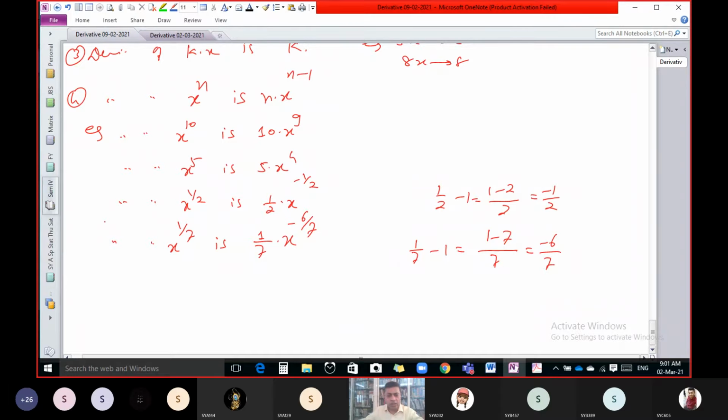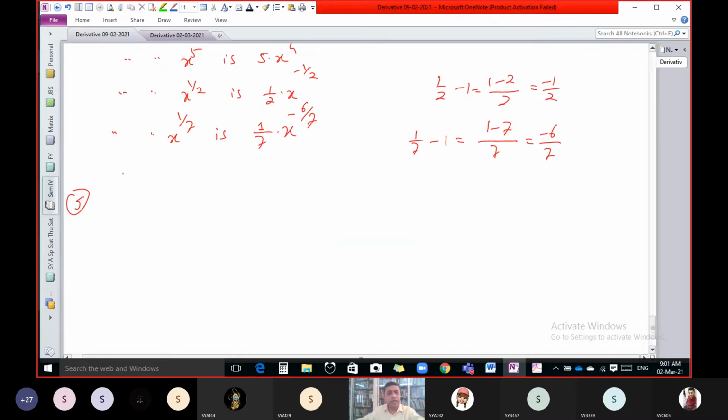Now let us discuss one more result. Result number 5. Derivative of k into x raised to n. So here k is a constant. Keep that constant as it is, and just differentiate x raised to n. We know the answer of that is n into x raised to n minus 1. So example, derivative of 7 into x raised to 5.